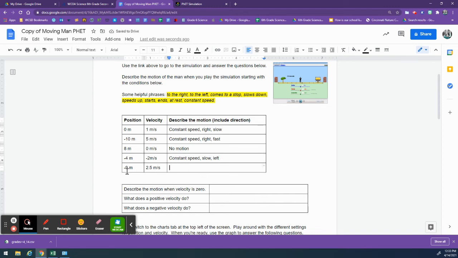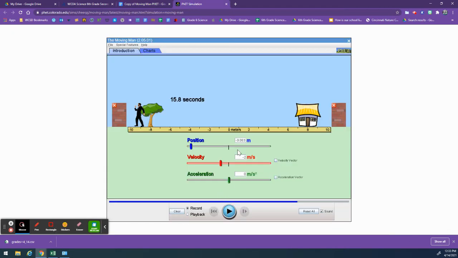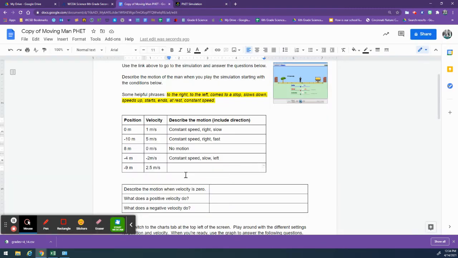And now the last one is negative 9 for position and 2.5 meters per second for velocity. So we're going to do negative 9 and 2.5 for velocity, and we're going to hit play. Okay, so we are moving to the right at a constant speed. And I'm not going to put slow or fast for this one because it's kind of in the middle. And then go ahead and highlight your answers.